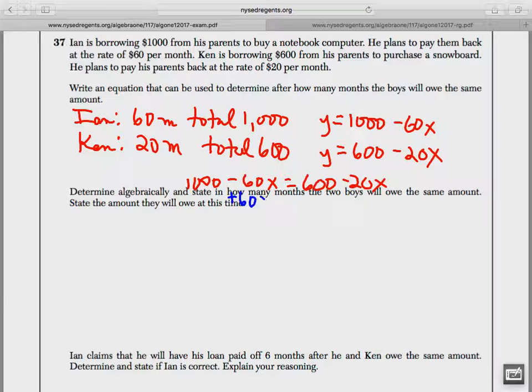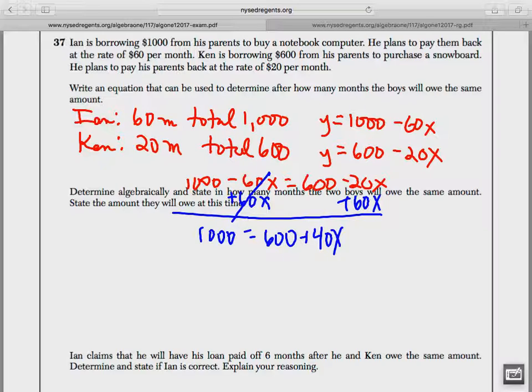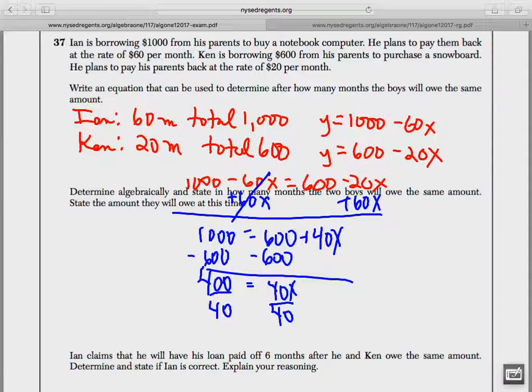Okay, so first I'm going to add 60x to both sides, because it's the lesser number with x. Yeah, exactly. So 1,000 equals 600 plus 40x. Then I'm going to subtract 600 from both sides, and I get 400 equals 40x. Divide by 40. x is 10. Okay? So 10 is the correct answer, it takes 10 months.